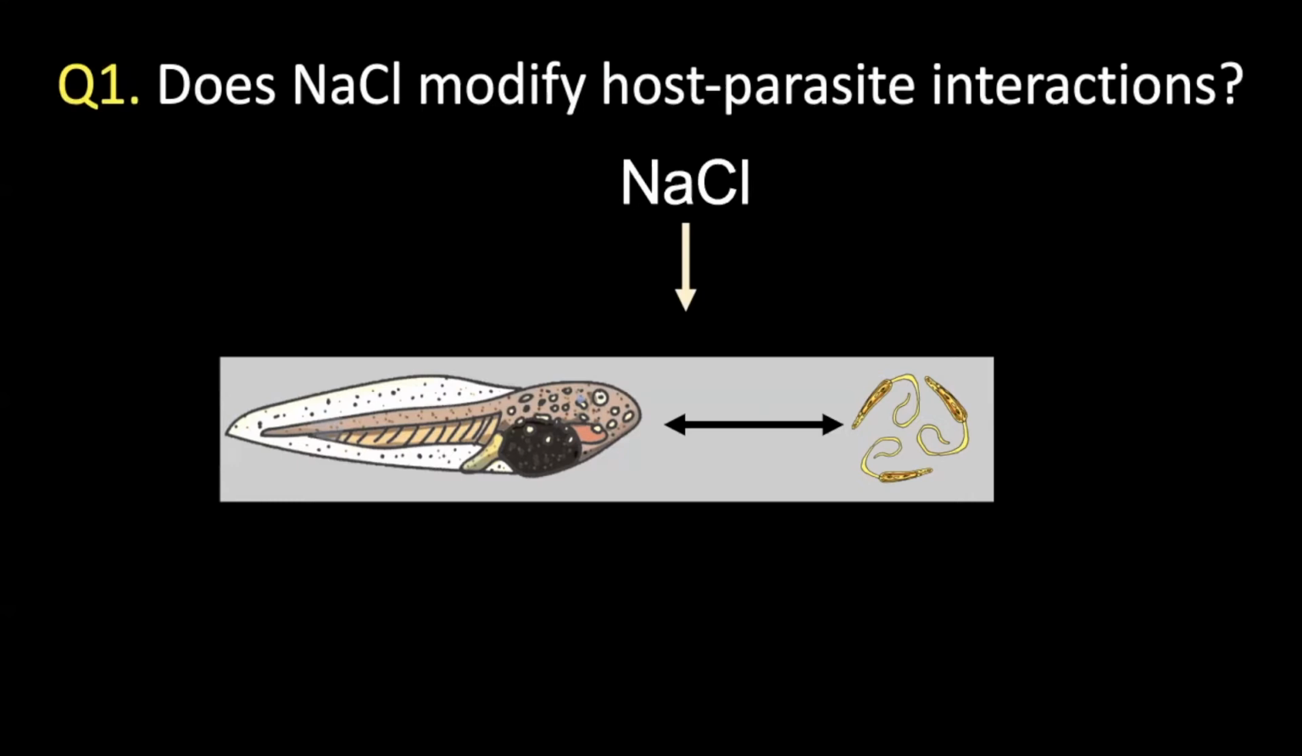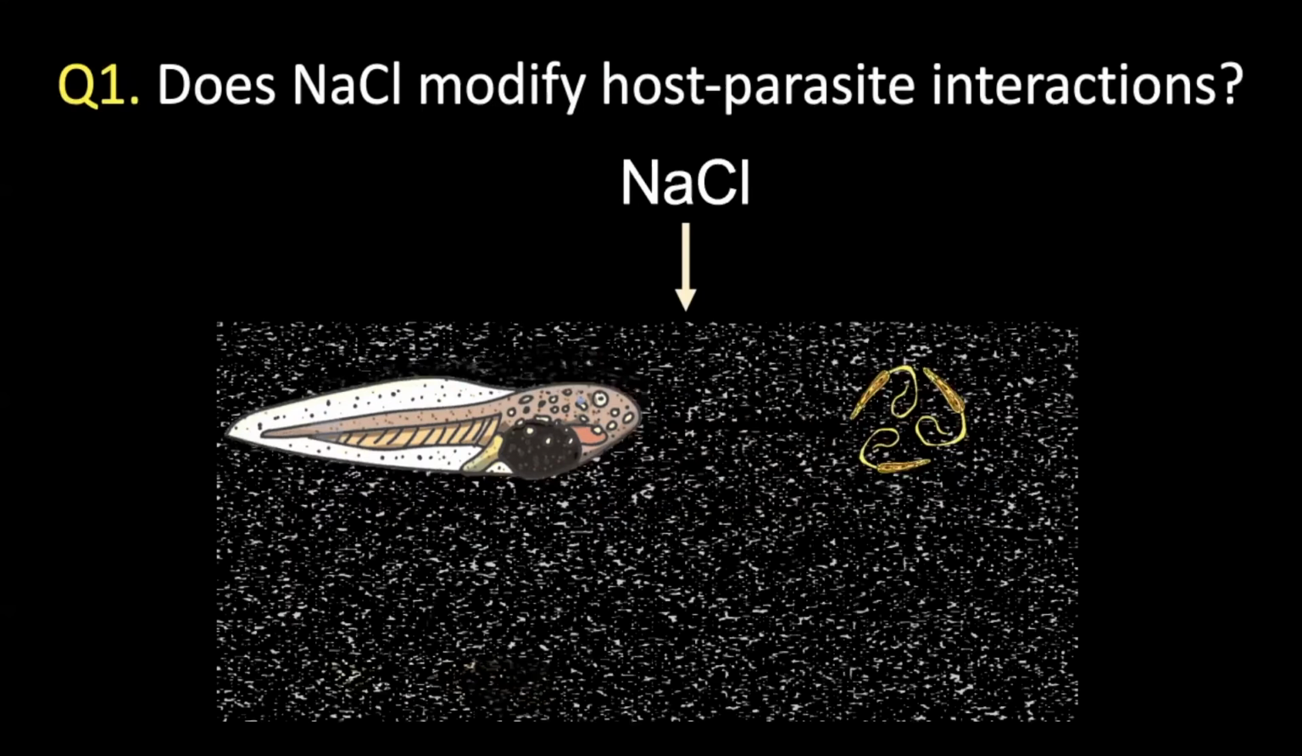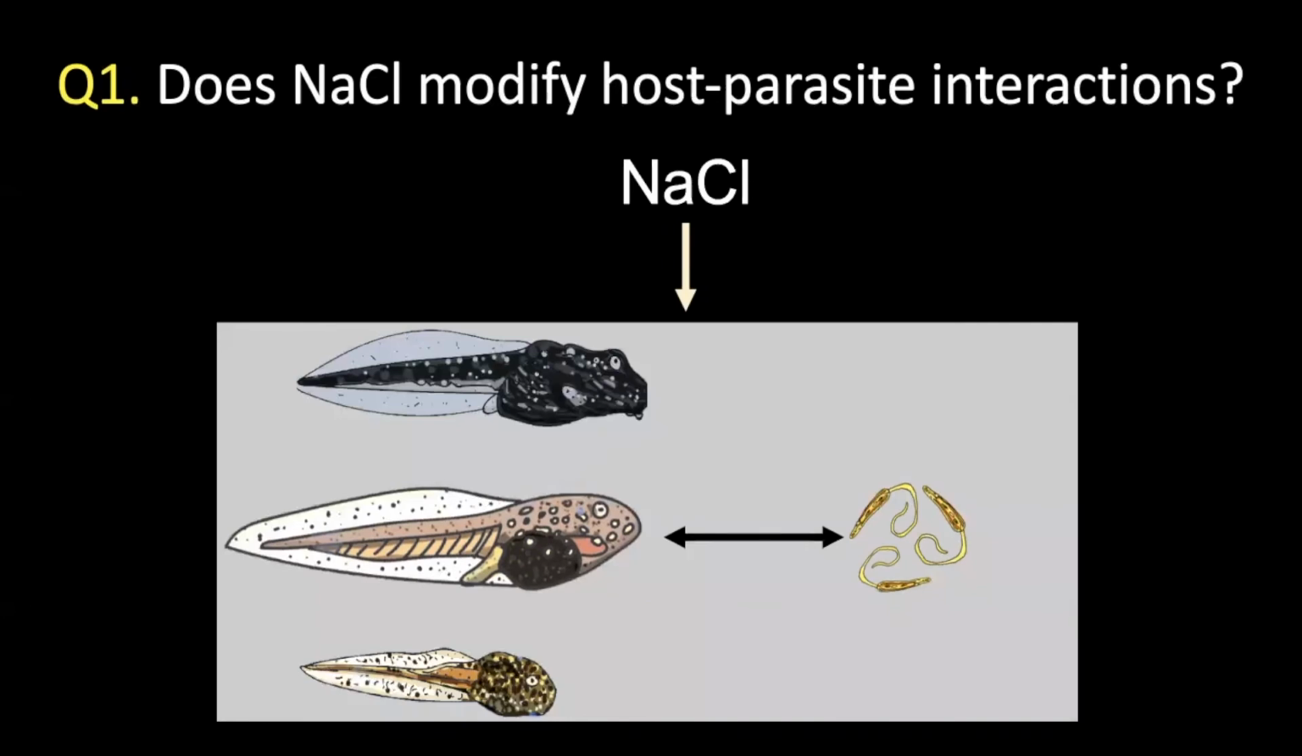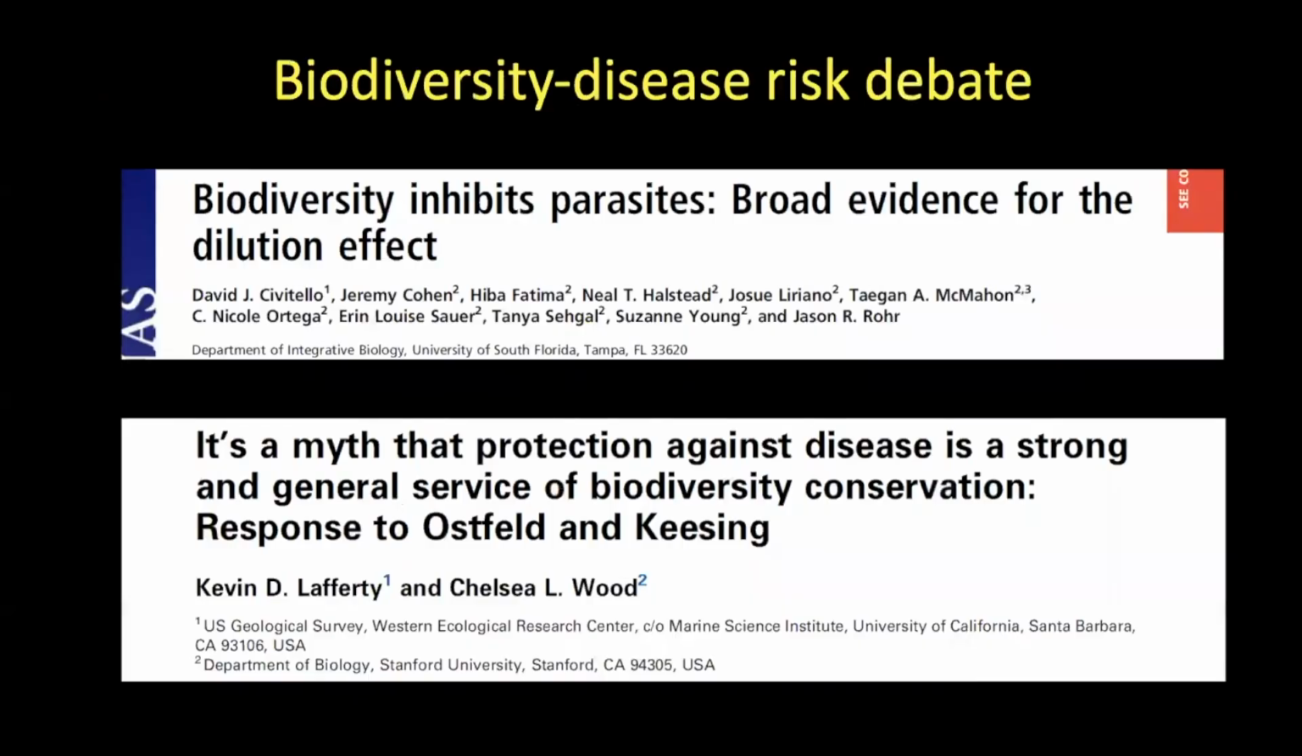Now, of course, one limitation of this study, as I alluded to in the beginning, is that we focus on a single host and a single parasite. In reality, in nature, you often have multiple amphibian hosts interacting with each other, as well as with their parasite. In fact, this relationship between host biodiversity and disease is a topic that has been hotly debated in the field of disease ecology for the past 2 decades. This idea of the biodiversity-disease relationship.